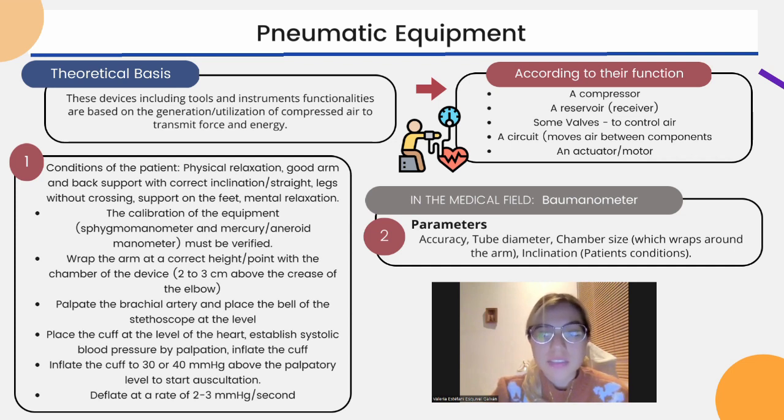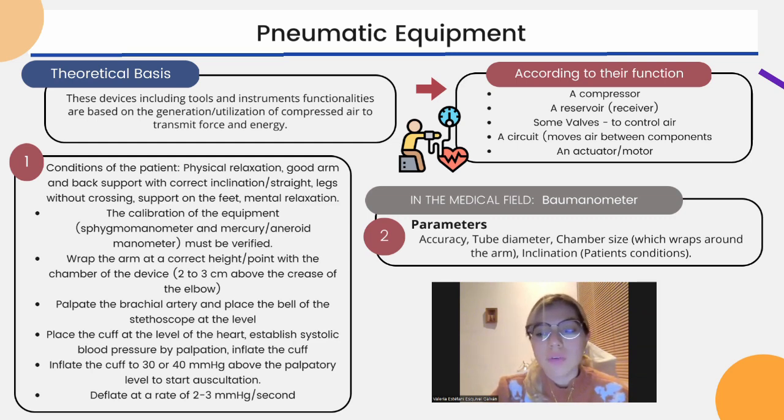Pneumatic devices are mainly used in medical equipment such as oxygen concentrators, infusion pumps, ventilators, wound therapy, blood analyzers, pressure cuff devices, the manometer, breathable gas delivery systems, and anesthesia devices. Some parameters of this device are the accuracy, the tube diameter, and the chamber size, which is the one that wraps around the arm and depends on the sizes, because of the patient it might be different, and the inclination and conditions of the patient.